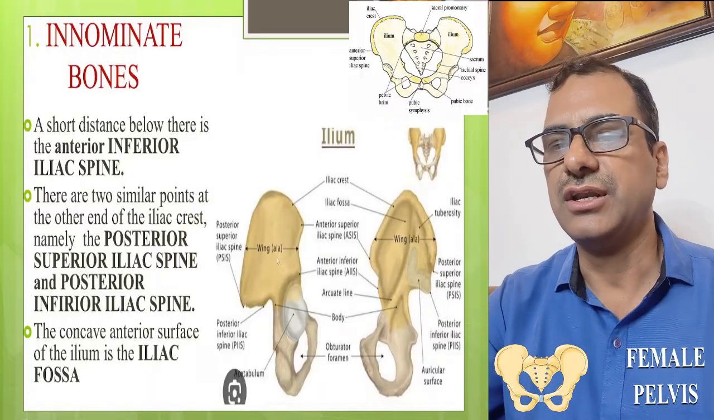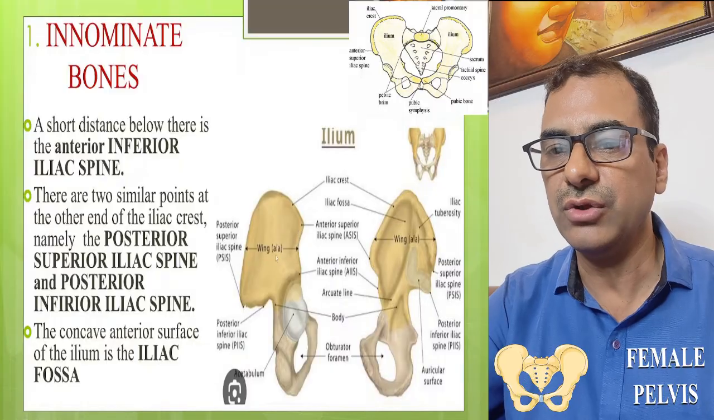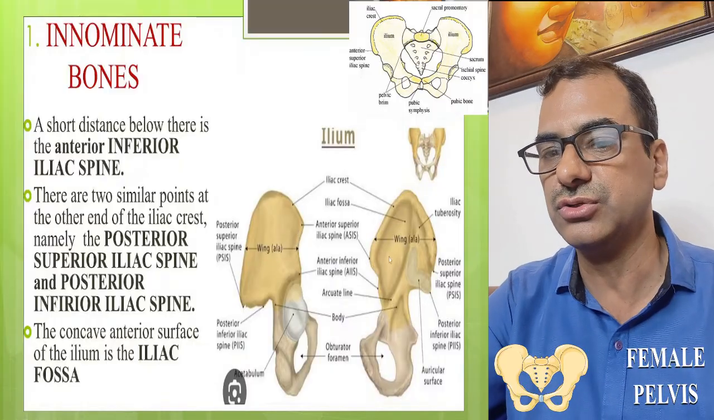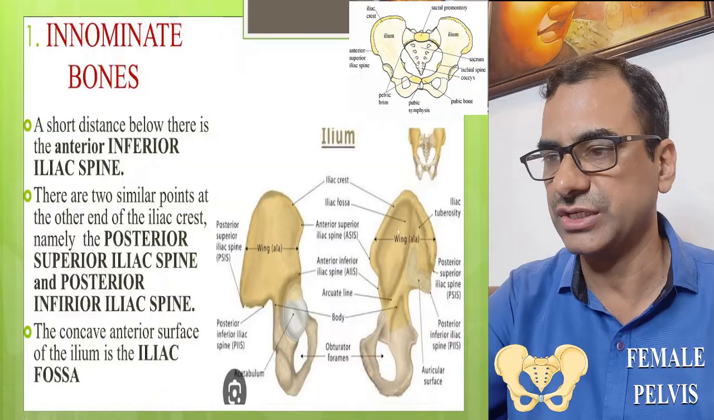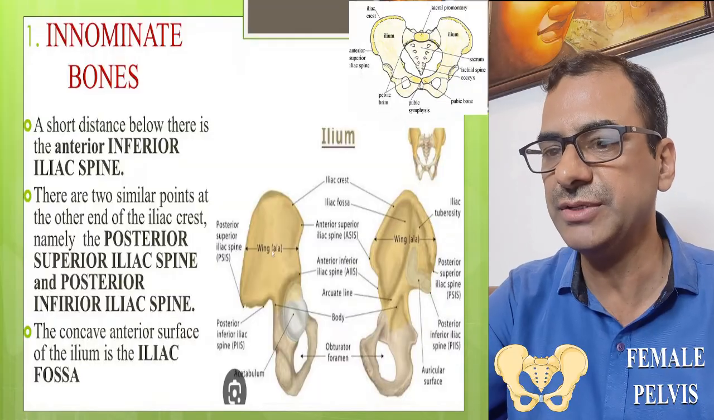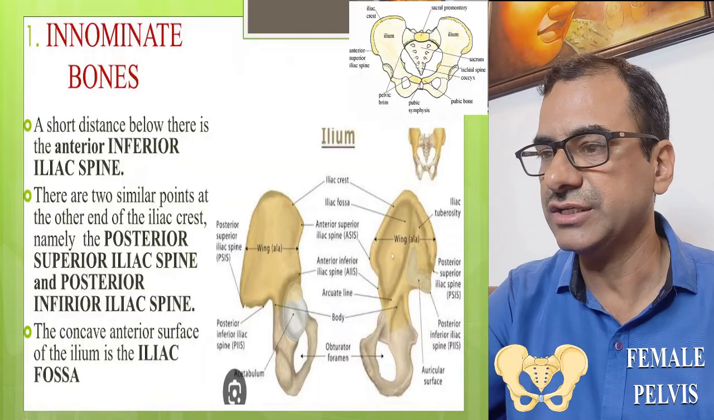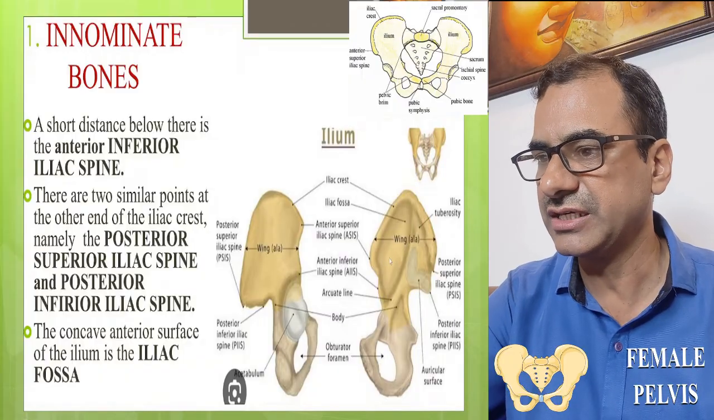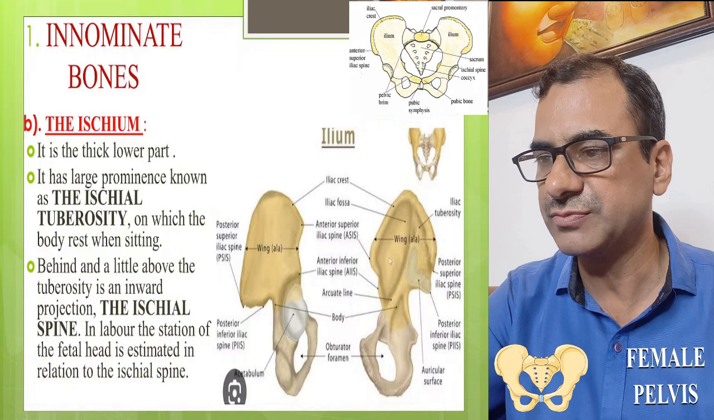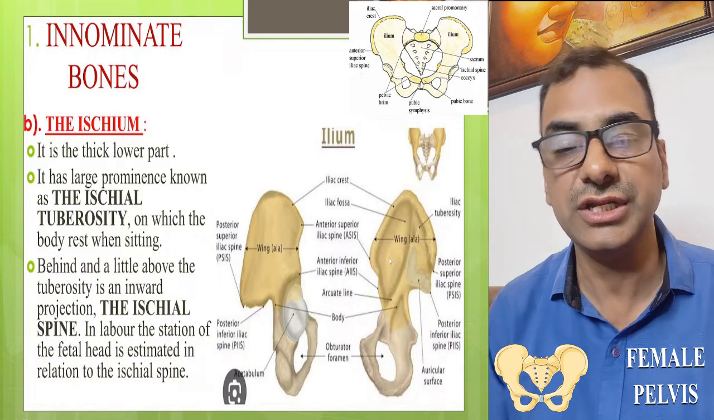Then there is a large space, the concave anterior surface of the ilium, known as the iliac fossa. So anteriorly there will be the iliac fossa here. This one is the posterior aspect and this one is the anterior aspect. So this will be the iliac fossa.